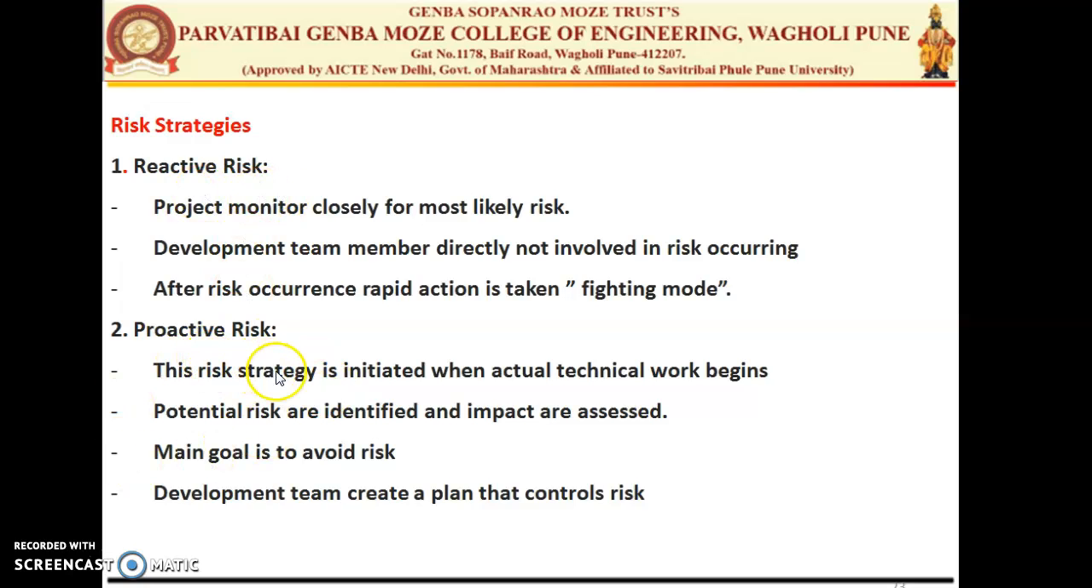Then we have the proactive risk. That means in advance only we are planning the risk avoidance. The proactive risk strategy is intended to begin before the actual technical work begins. The potential risks are identified beforehand, and the probability and impacts are also assessed. So the main goal is to avoid the risk only. And the development team creates a plan which controls the risk.